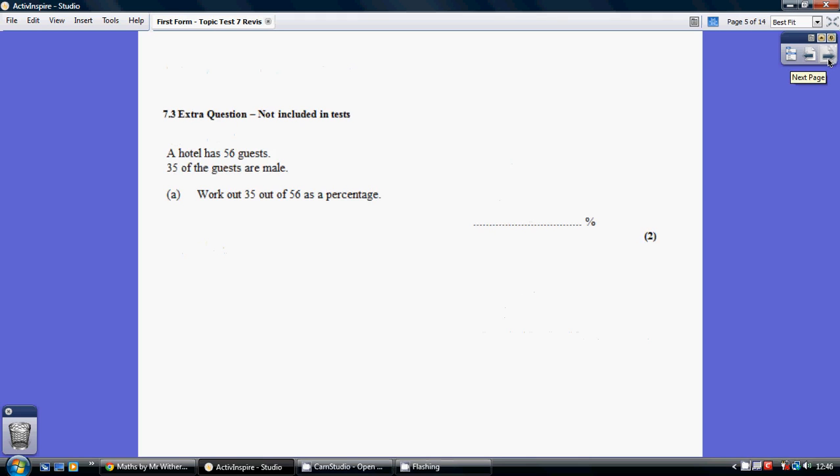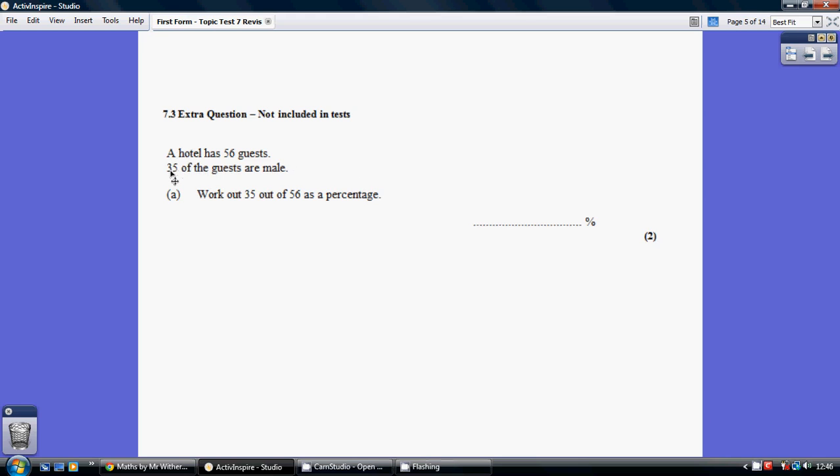Question 3. A hotel has 56 guests, 35 of the guests are male. Work out 35 out of 56 as a percentage. Now this is a question which would always crop up on a calculator paper, and be careful, this is not the building blocks one, where they're not asking us to work out the number of guests has increased by 35. That's not what they're saying.